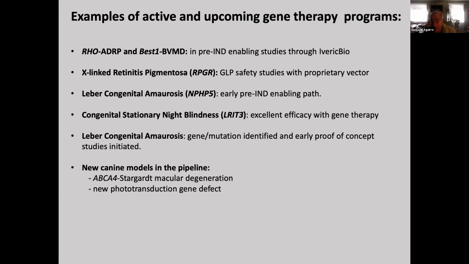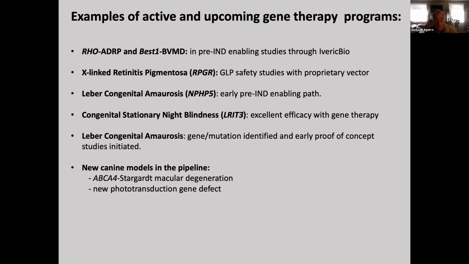Stationary night blindness caused by mutations in the LRIT3 gene that is present in bipolar cell dendrites. We've had now excellent results with gene therapy, either administered intravitreally, which is not as effective, but putting it subretinally and targeting the ON bipolar cells is extremely effective. We have a new form of LCA causing a foveal macular degeneration. I'm not putting the gene here because that paper is still being written.